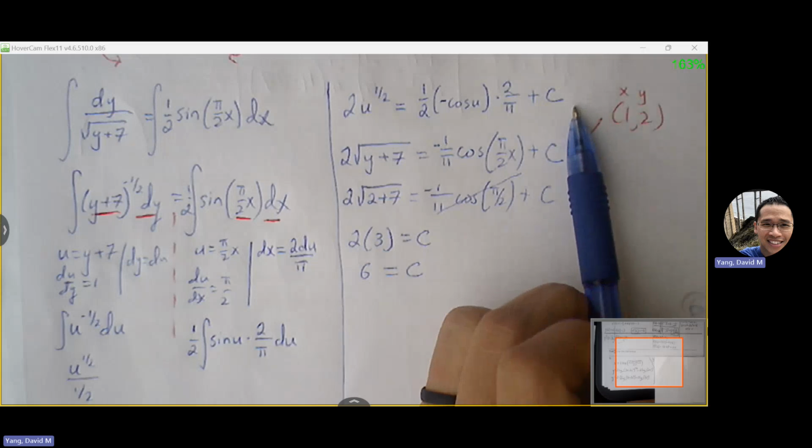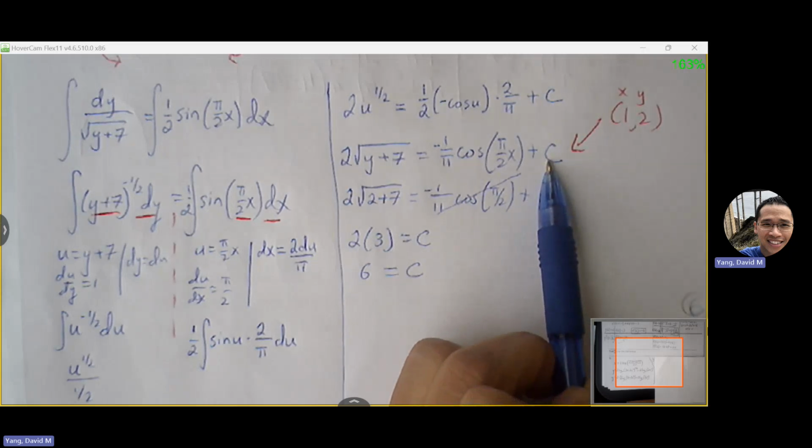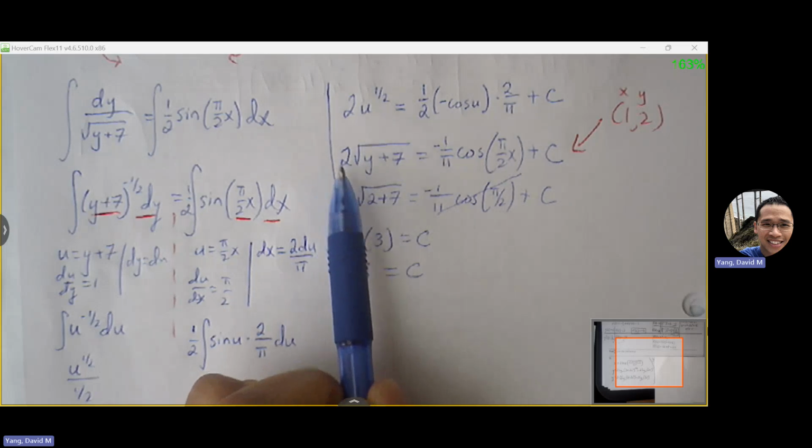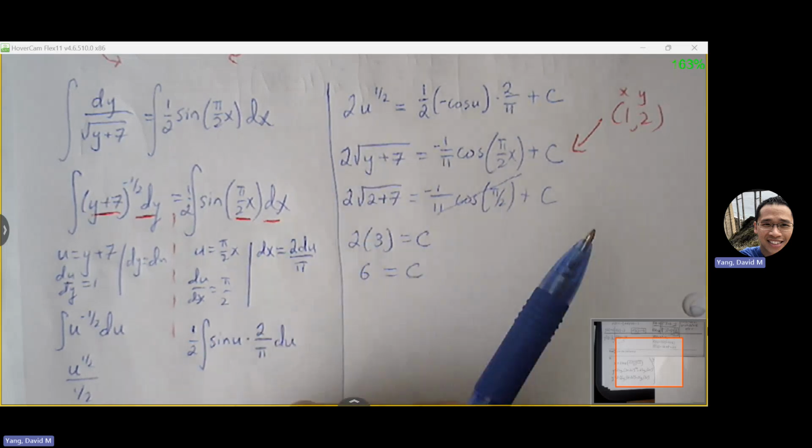We plug our 6 back into our equation, and now we just have all the algebraic steps. How do I get that y by itself? Then I'll divide by 2, square both sides. Okay.